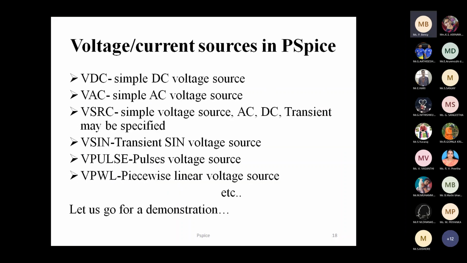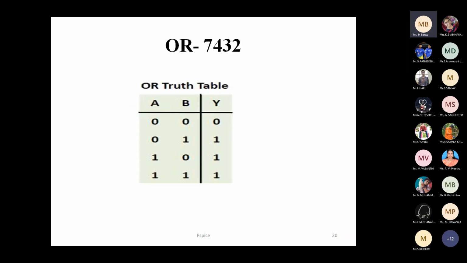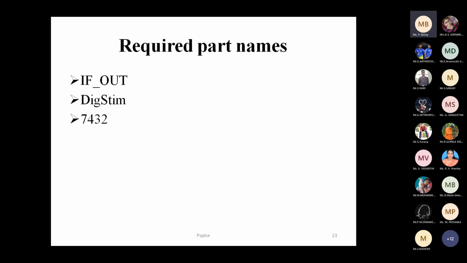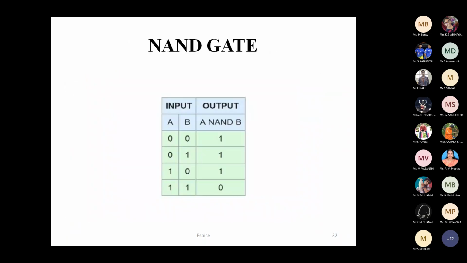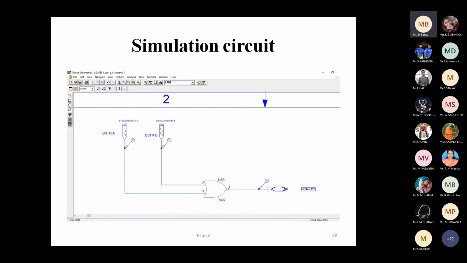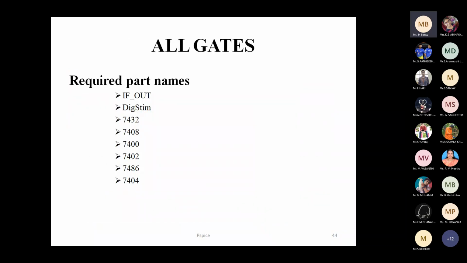And some of the voltage sources we will use in today's demonstration class with digital logic gates. We simulated and tested the results for these logic gates individually as well as in the same simulation circuit. And about truth table, required parts, up to these are the things which we have discussed in the previous session. So if you have any doubts from the previous session, you can ask me.